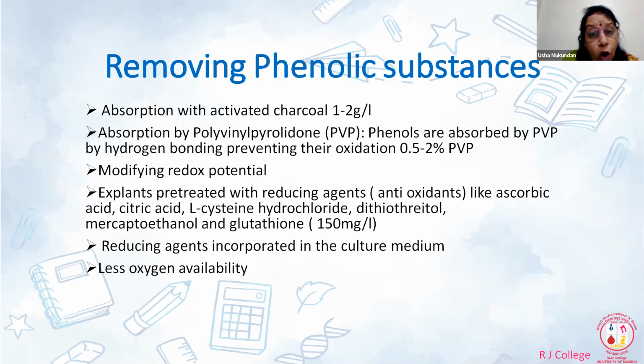Now, alternatively, you can add these antioxidants or reducing agents in the culture medium, but you have to take care that the pH is not altered. You can reduce the oxygen availability by reducing the head space or by not agitating the medium to an optimal level. Because you know that when you put the liquid medium on a shaker, you are agitating it so that oxygen will dissolve properly and it will promote the growth of tissue in culture.